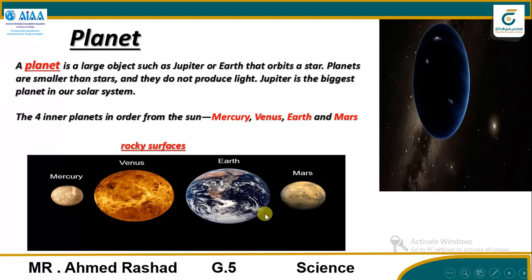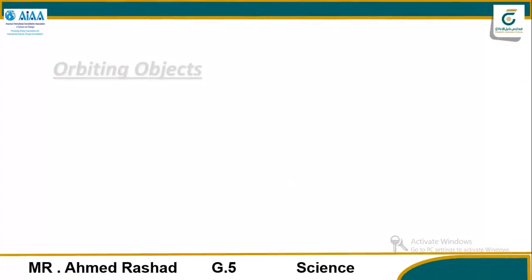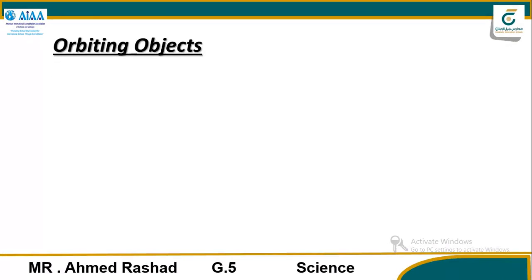In the beginning, before studying these planets and their different characteristics, we should know the meaning of orbit and orbiting objects, how the planets move in the same orbit in the sky, and what the orbit shape of a planet is.